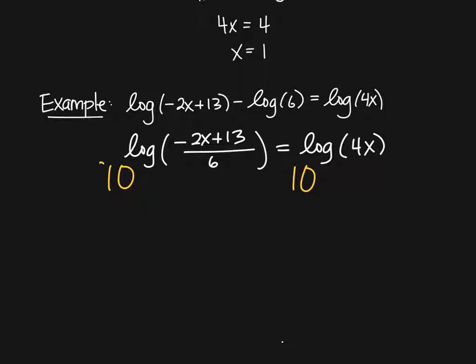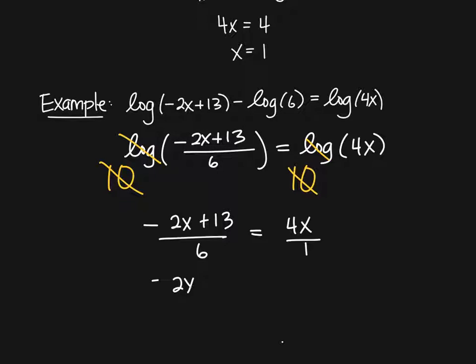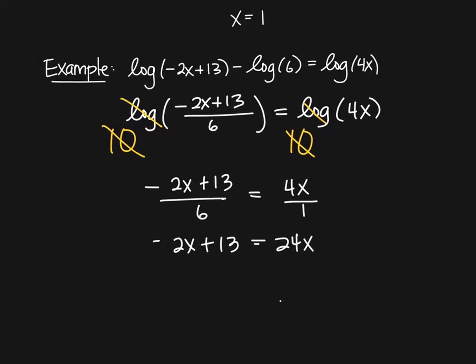That base of 10 will cancel out the log on both sides, and I'll be left with negative 2x plus 13 over 6 being equal to 4x. When you've got a fraction on one side and not a fraction on the other, I always recommend dropping a 1 on the side that didn't have a fraction because it's easier to cross multiply that way. So when we cross multiply, we'll now have negative 2x plus 13 being equal to 24x, and we can solve that with just a couple steps.